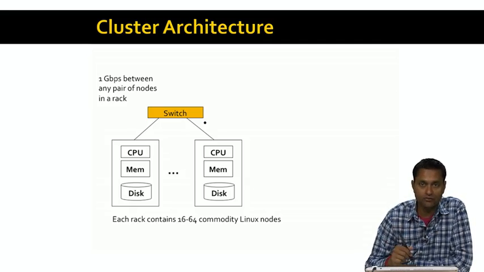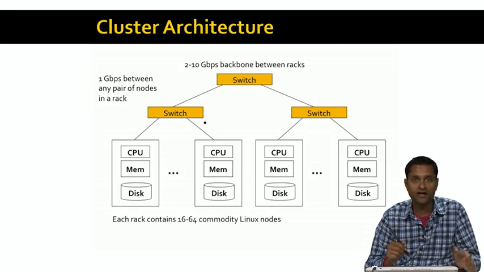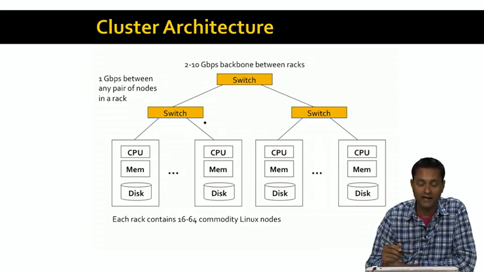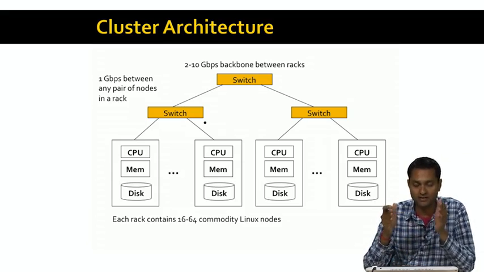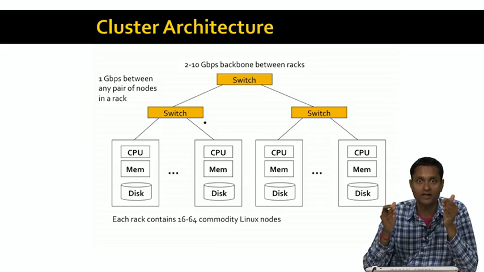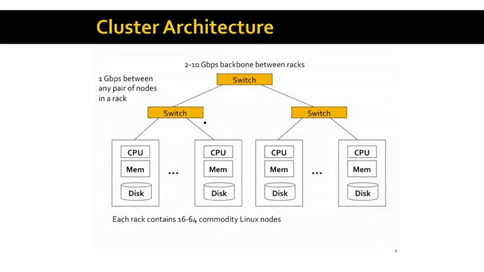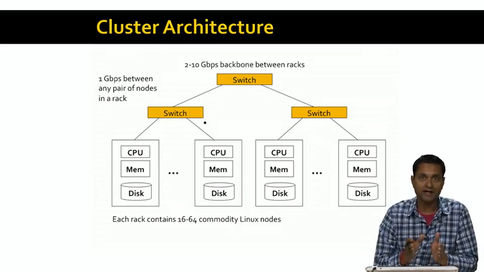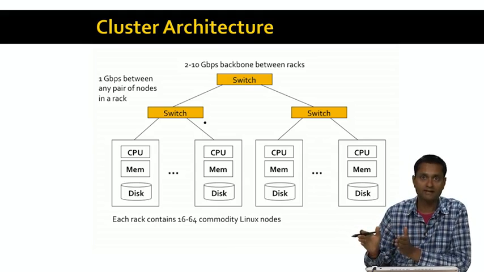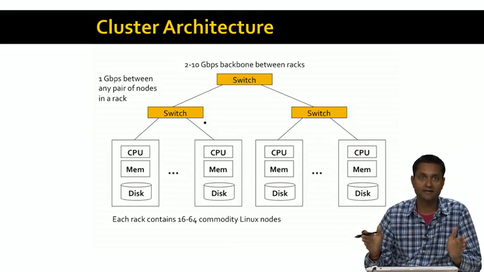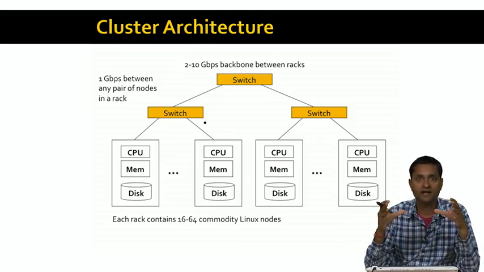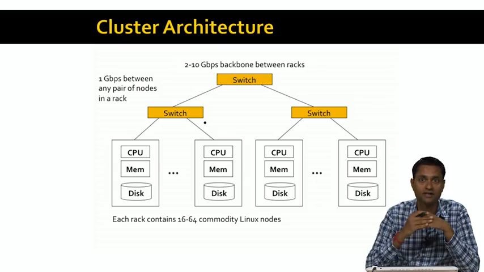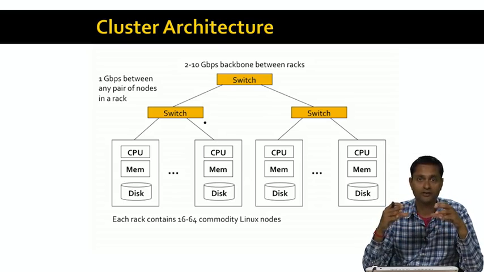Of course, 16 to 64 nodes is not sufficient, so you have multiple racks, and all the racks themselves are connected by backbone switches. And the backbone switch is a higher bandwidth switch. It can do 2 to 10 gigabits between racks. Right, so you have 16 to 64 nodes in a rack, and then you rack up multiple racks, and you get a data center. So this is the standard cluster architecture that has emerged over the last few years for storing and mining really large data sets.